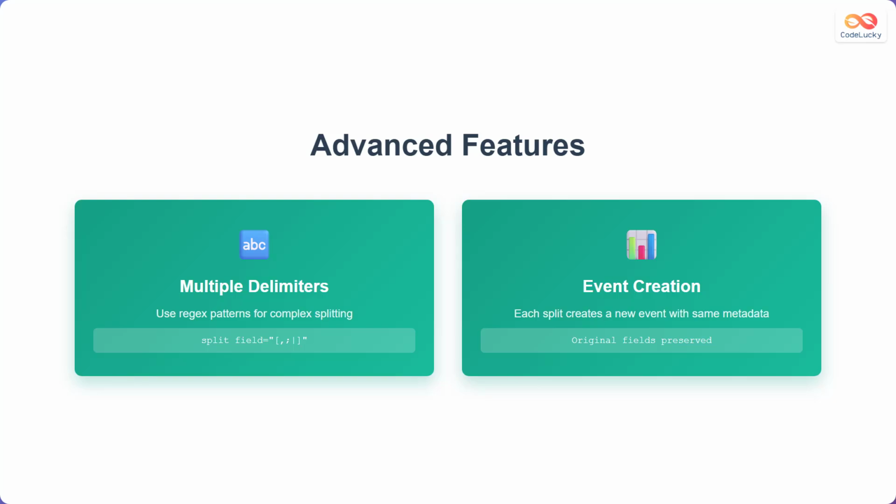The split command offers advanced features for more complex scenarios. You can use multiple delimiters by specifying regex patterns in square brackets. For example, split field="[,;|]" will split on commas, semicolons, or pipe characters. Another important feature is event creation behavior. Each split creates a new event that preserves all the original fields and metadata from the source event. This means timestamps, source information, and other fields remain intact in each newly created event.